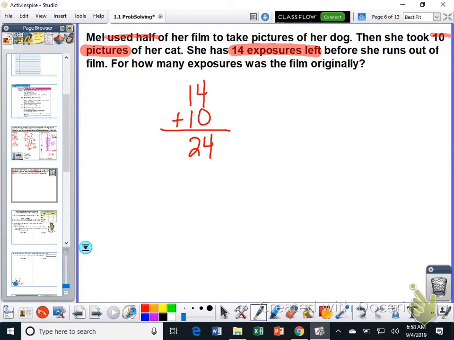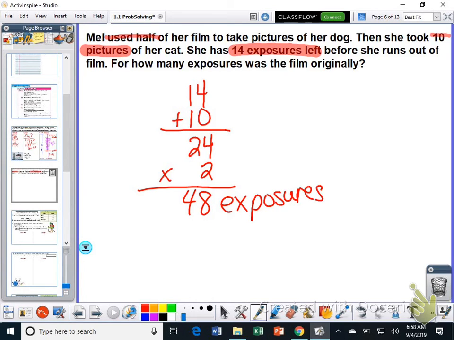Now, then working backwards, it says half of her film was used on her dog. So if we use half of the film, normally that means divide by 2. Because half of the film, we started with something, we took half of that. So if I started with 20, half of that is 10. If I started with 13, half of that is 6.5. If I started with whatever, take half of that and dividing. So what we want to do now, though, because we're working backwards, the opposite of divide would mean to multiply by 2. So we're actually going to multiply by 2, and we get 48 exposures. So she actually had 48 exposures to start with on the film originally.